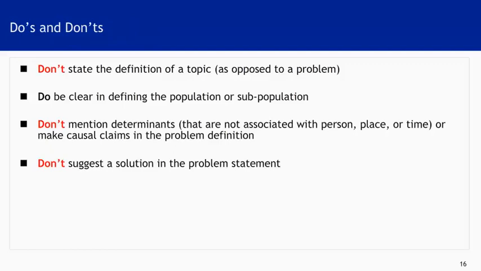To wrap up the key aspects of the problem definition, we've put together a do's and don'ts list for our problem definitions. The don'ts include the most frequent violations of the appropriate problem definition. You can use this as a check of your problem definition. Don't state the definition of a topic. Be more focused. Do be clear in defining the population or subpopulation most affected by the problem, and always incorporate place and time if you can.